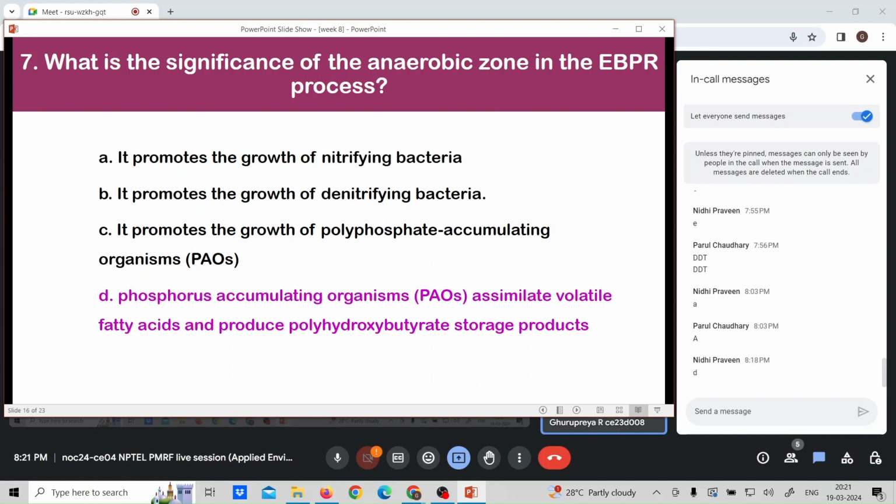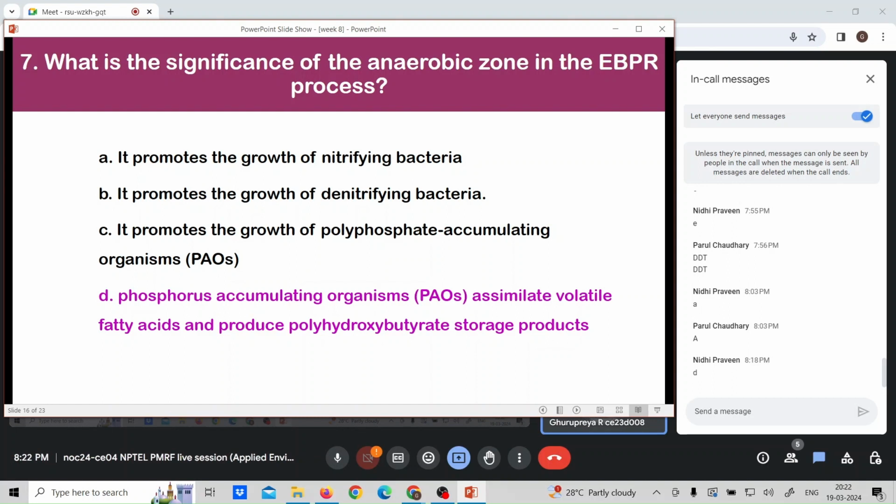what happens is, in the anaerobic zone generally, the phosphorus accumulating organisms tend to assimilate products like PHB, which I told, polyhydroxybutyrate. Once they have accumulated this PHB and you take them to the aerobic or anoxic zone, they tend to take up the phosphate that is present in the system. So the PHB will be utilized, but phosphate will be stored in the organism, and this is the method by which the phosphorus is removed from the system.